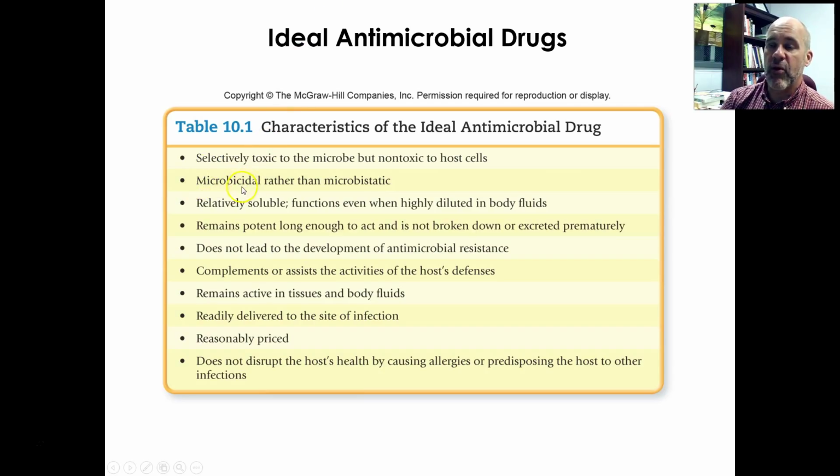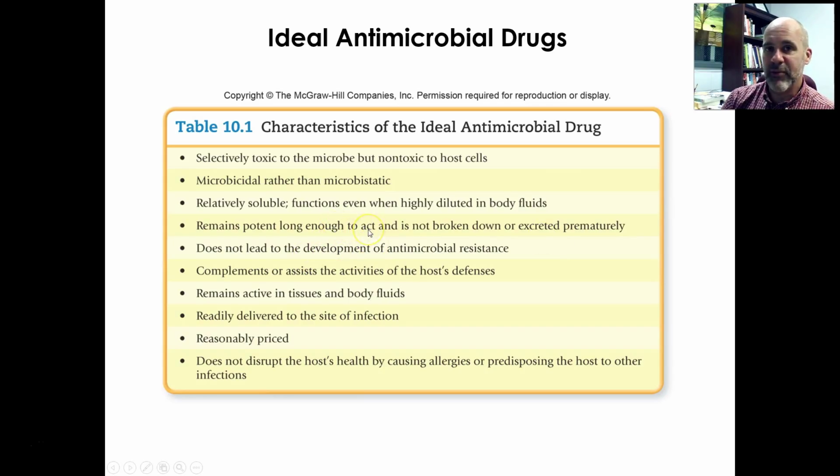You want drugs that are microbicidal rather than microbistatic. They need to stay soluble, which means they need to be diluted in your body fluids. That's kind of important so that they'll diffuse throughout your body and go to the actual location in the body where the infection is taking place. You want to be sure that your drug doesn't get broken down or excreted from the body. You don't pee it out too quickly.